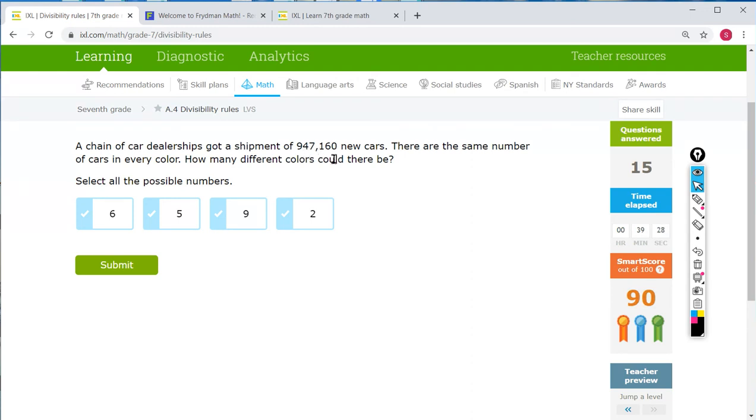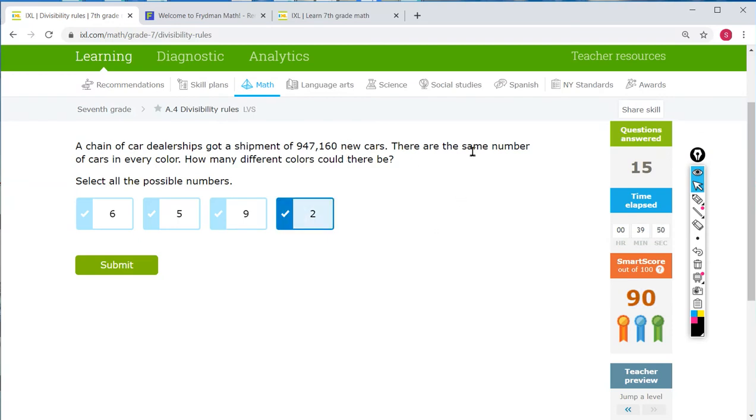Or in other words, 947,160, is it divisible by 6? Is it divisible by 5? Is it divisible by 9? Is it divisible by 2? It could be divisible by more than one of these. Let's check and see if it is divisible by 2. Well, it ends in 0, so I know that it must be divisible by 2.